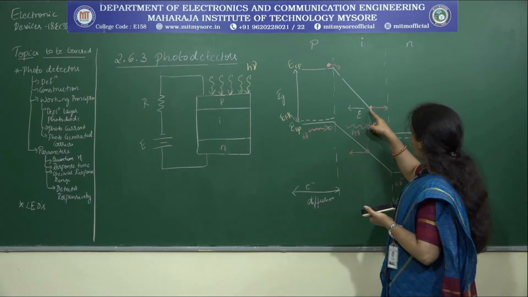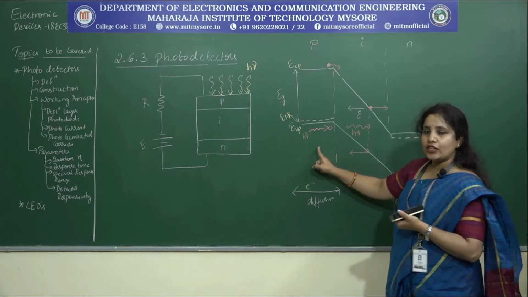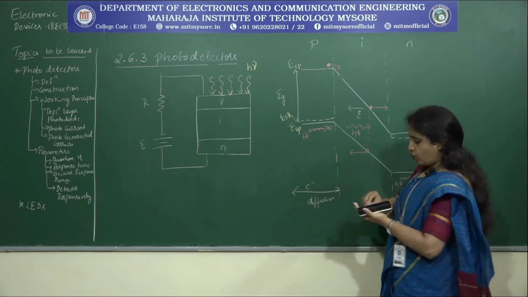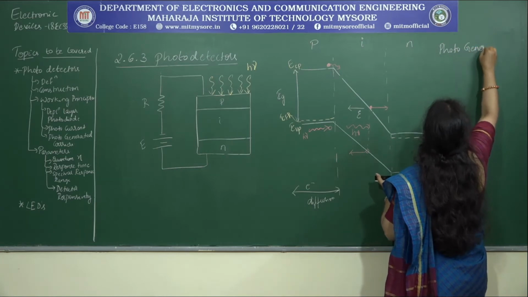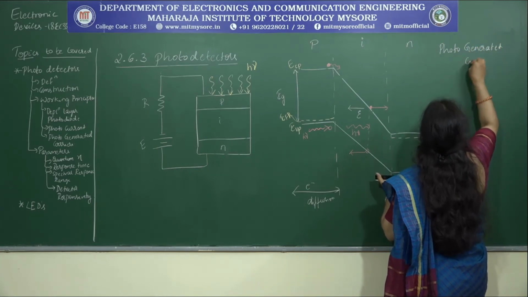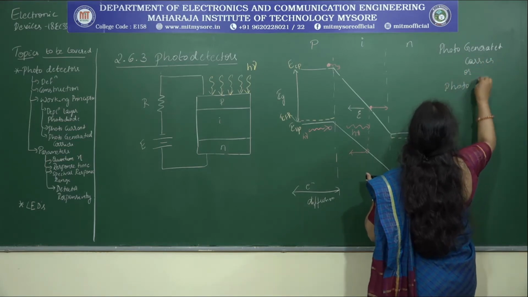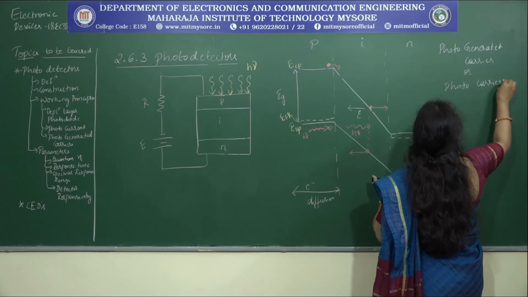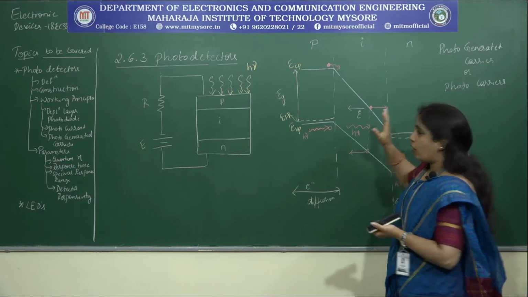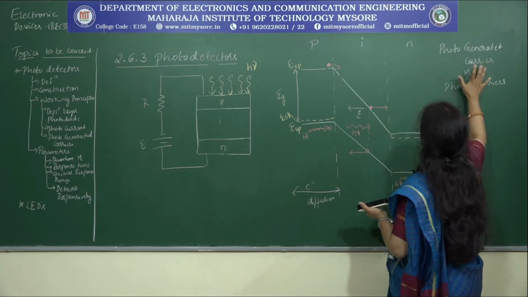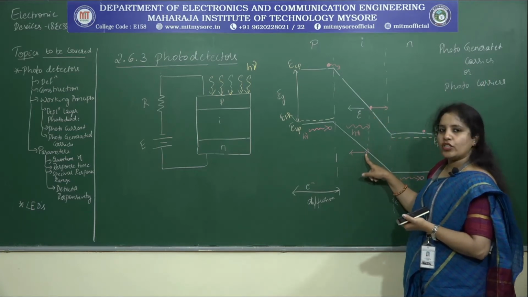Done. Whatever carriers are generated because of the incidence of the light energy are what we refer to as photo-generated carriers, or simply photo carriers. I hope all of you understood this keyword, right? Now, because of this, this is a photo-generated electron, and this is a photo-generated hole.